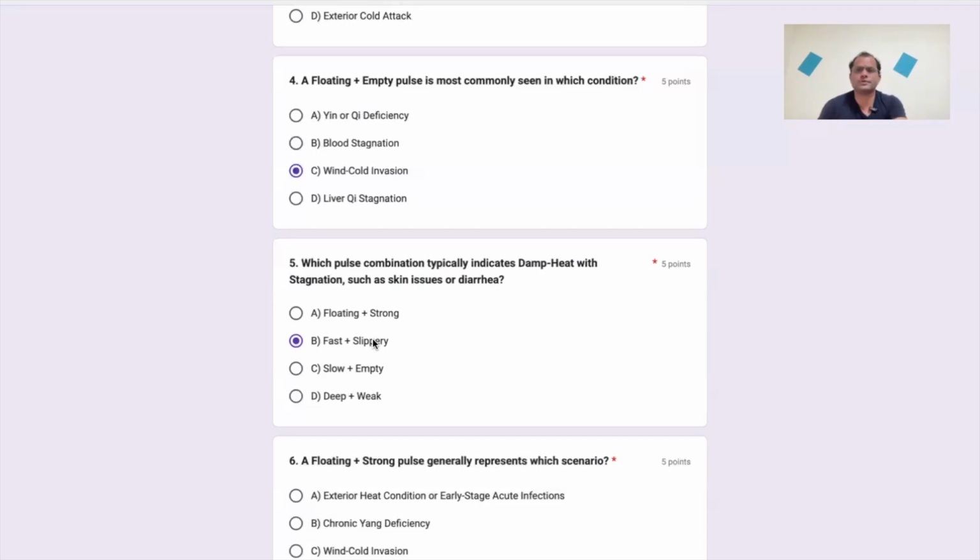Fast indicates heat. We are feeling a very fast pulse, which is heat. And slippery means dampness.